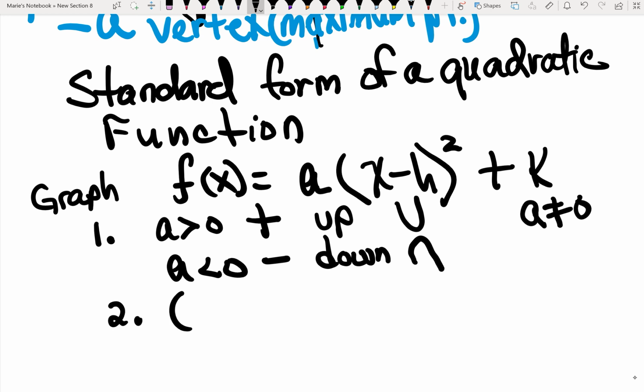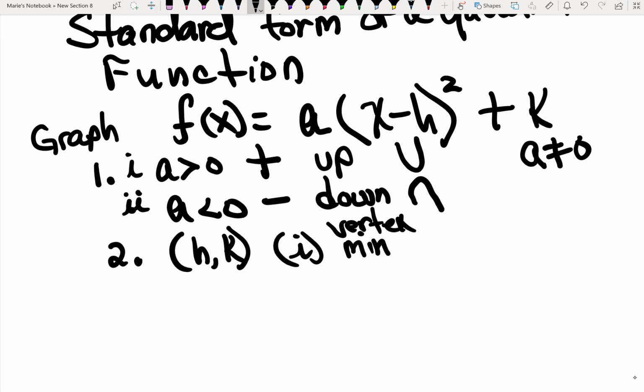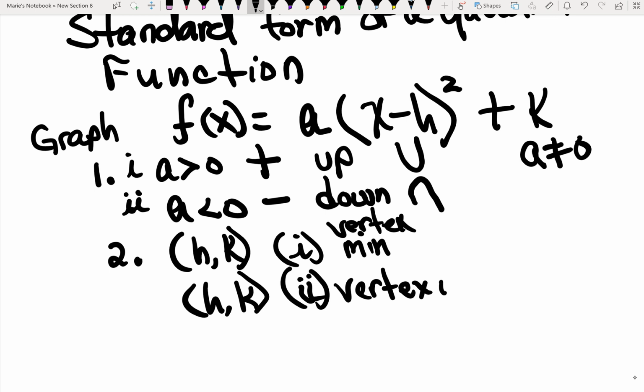Number 2, we want to determine the actual vertex, the h, k value. Determine if it's a minimum or maximum. Let's call this I. In I, the h, k is the vertex, and it's a minimum. In double I, meaning the second little example, the vertex is a max.